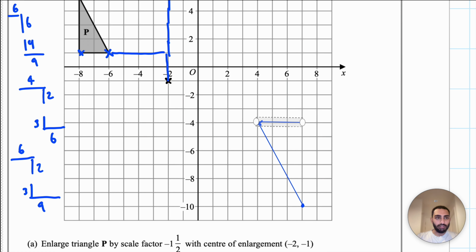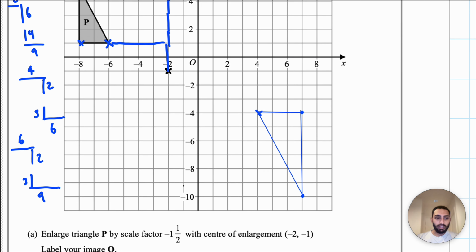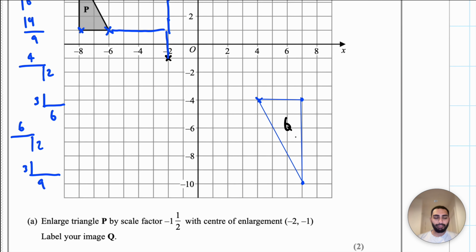Obviously, you do this in pencil just in case you make any mistakes. And that's our image. One way you can check this: if you multiply these sides by 1.5, 2 times 1.5 would give you 3. And for this one, where the length is 4, if you multiply that by 1.5, that would be 6. So 1, 2, 3, 4, 5, 6. So that looks correct. Last thing that we need to do is just label our image Q.